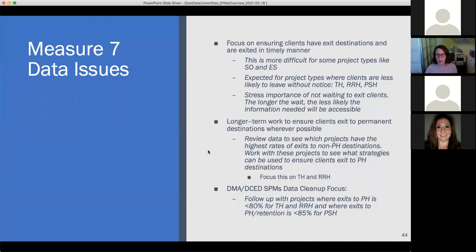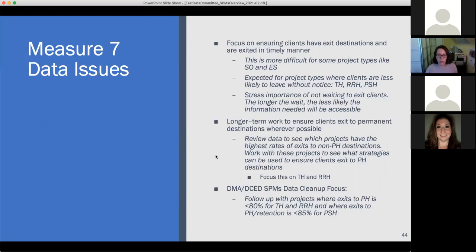So in terms of making a dent in measure 7, our focus on really ensuring clients have exit destinations is important, and that they're exited in a timely manner, because the longer you wait, the less likely you are to remember or gather that information or have it in some way.